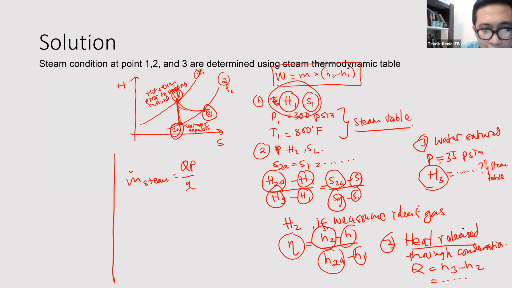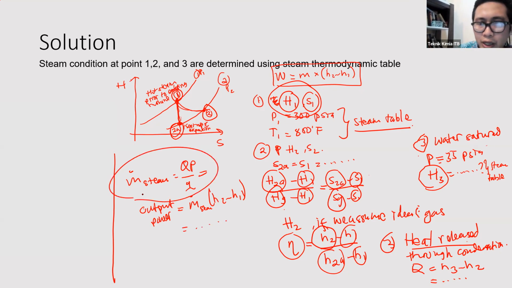Okay, so once you get the mass flow rate of the steam, then you can calculate the work, or the output power, which is equal to the M steam multiplied by H2 minus H1. So M steam, you get it from here. You get H2 here from the second step, and H1.